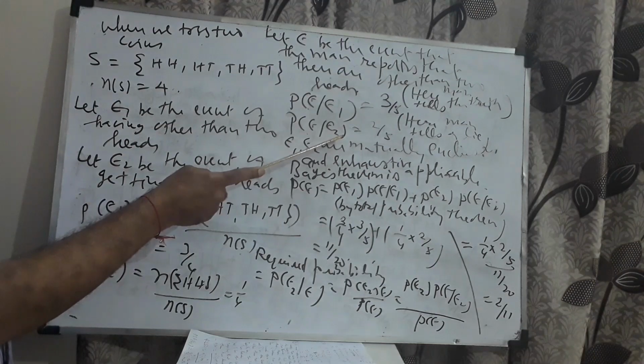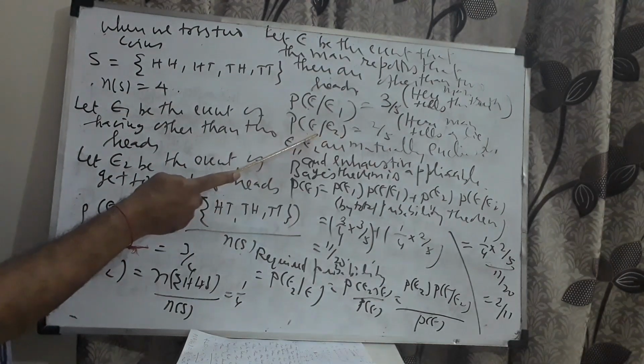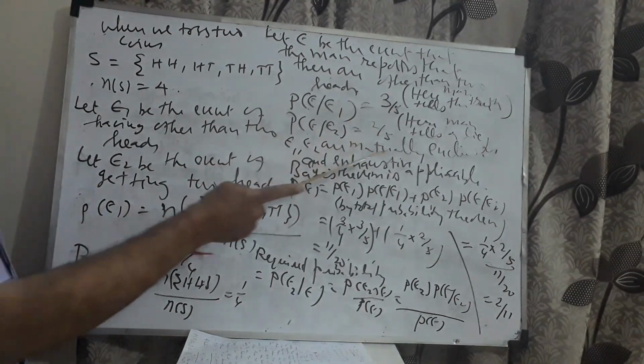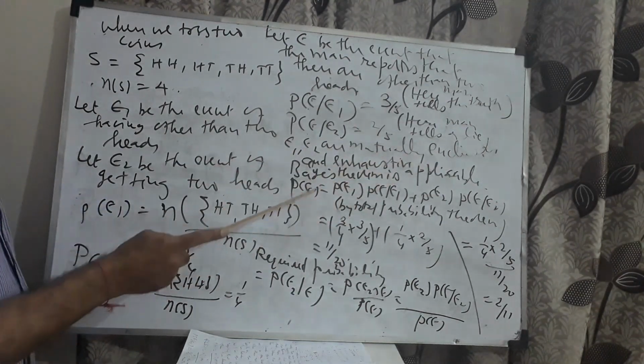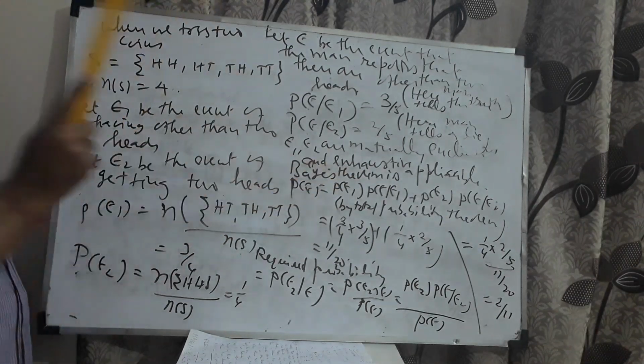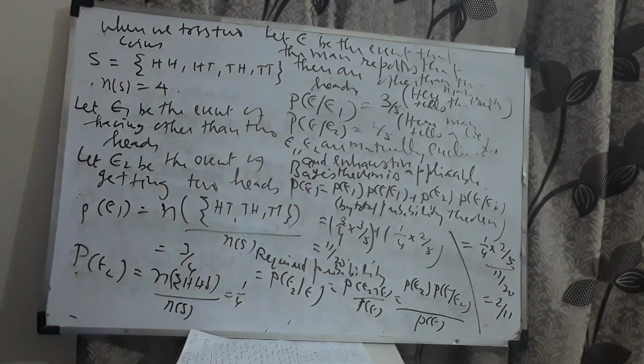P(E|E2): he is getting two heads, but he reports that there are other than two heads. He is telling a lie, 2/5. E1 and E2 are mutually exclusive and exhaustive. Therefore, Bayes' theorem is applicable, as this is the condition for Bayes' theorem. Write it out if you want. It's always better, so the teacher knows that you understood the concept and then wrote it.